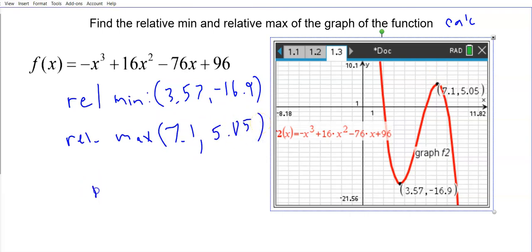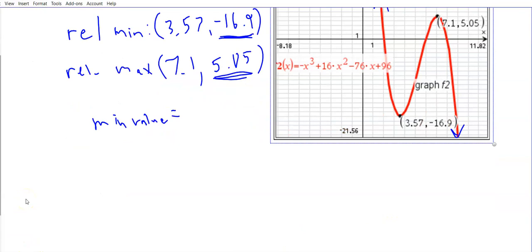If they ask for the min value, like we did last chapter, it would be negative 16.9. If they ask for the max value, it would be the k value of 5.05. That's the lowest and highest points respectively in that area of the graph. It's not the absolute minimum or the absolute maximum because this graph does go up forever here. It does go down forever. So those are not absolute minimums or maximums. They're relative minimums and maximums.